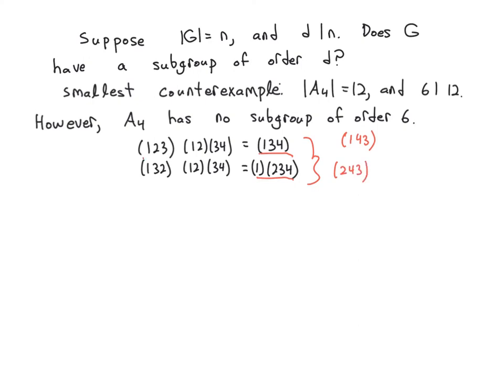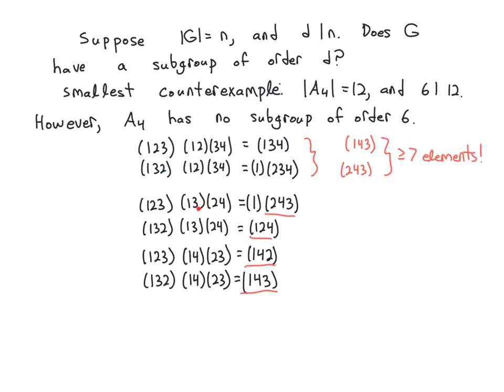And now let's count: 1 element, 2 elements, 3 elements, 4 elements, 5 elements, 6 elements, 7. Oh, shoot. That's more than 6. So once you have at least 1 3-cycle and 1 2-cycle, you seem to have more than 6 elements. If there's any flaw in the argument right now, it's that I'm making an assumption that this is what my element of order 2 looks like.